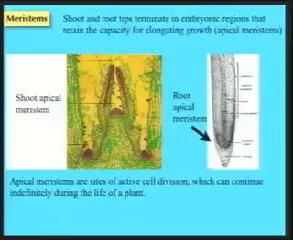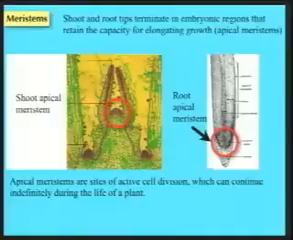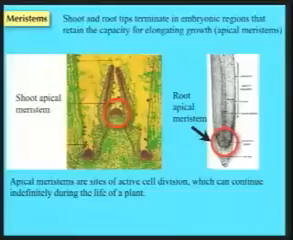And we talked about meristems. You should remember the meristems of plants. Remember, primary growth occurs from apical meristems, located at the tips of the roots and the shoots. The shoot apical meristem produces stem and leaves, and the root apical meristem allows for elongating growth in both cases, the roots and the shoots.